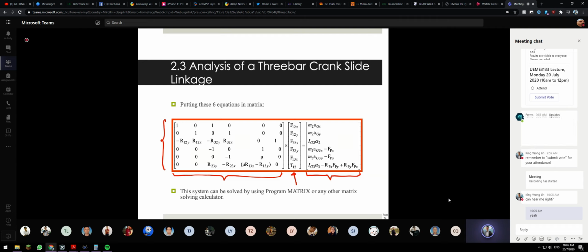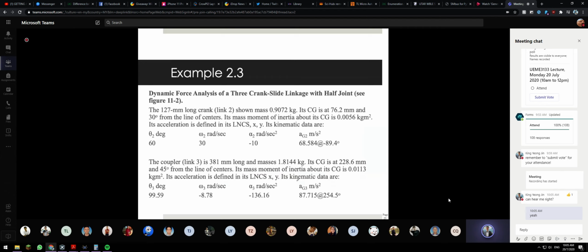Okay. So we have these 6 equations on this 3-bar crank slider linkage. So we have to find the things here. We have to calculate these two. Then only we can find the 6 unknowns at the center there. Okay, so this is an example. We looked at it before, but we haven't solved it.